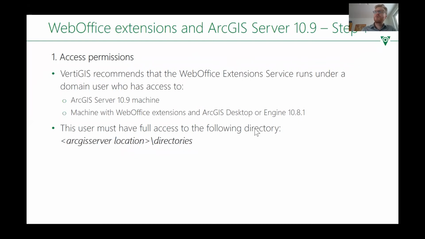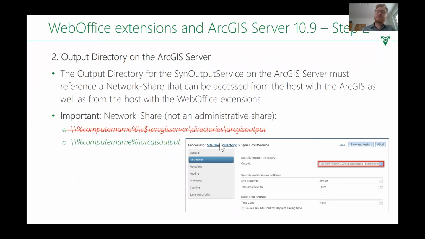So basically, what we want to achieve is that everything that today is in ArcGIS Server directories, and basically after producing it in the output folder, needs to be accessible from both sides. So we want to have the output directory referred to as a UNC path, and therefore, if it's on the ArcGIS Server itself, you can keep your ArcGIS Server configuration in place, but in the SYN output service configuration, the output needs to change to that specific UNC path.